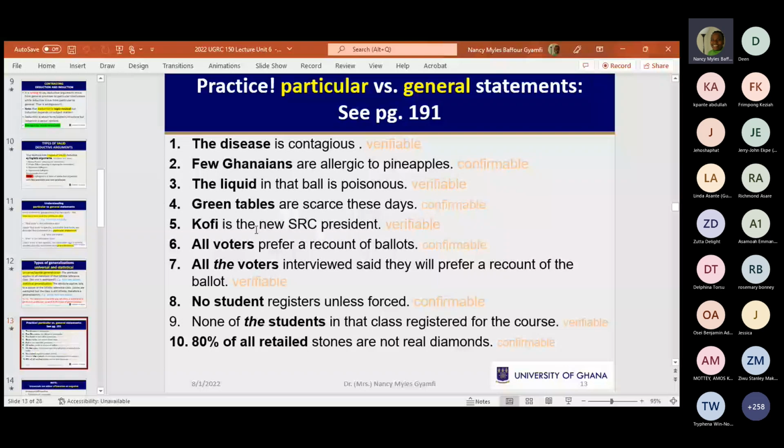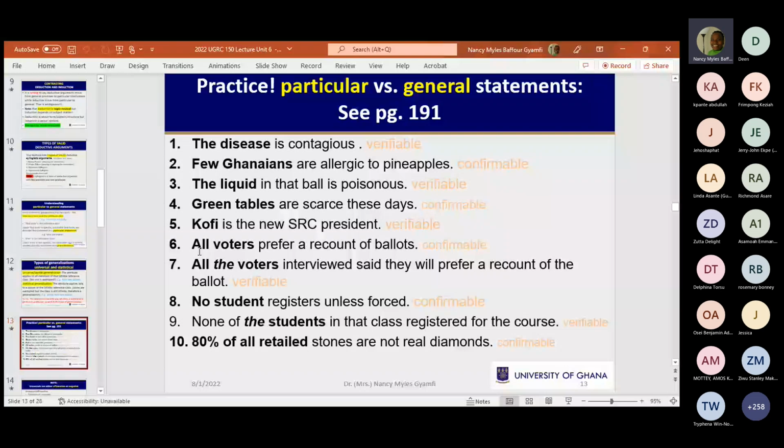Kofi is a new SRC president, reference class Kofi. So particular. Therefore, you verify it. This terminology, see, I've faded it here because you need it in Unit 7. But here, you can think of it as a particular statement. All voters, look at 6 and 7 closely. All voters prefer a count of ballots. All voters is not the same as all the voters. All voters is not the same as saying all the voters in this class have done so and so. One has a countable reference class. Number 7 is countable. So you can verify it. It's a particular statement. The voters interviewed in this class.